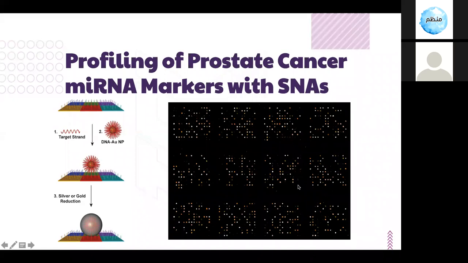And you can see in one chip, you can profile a whole population. For example, maybe this signature is specific to prostate cancer, but then this signature is specific to another disease. And then you can literally profile hundreds of diseases, hundreds of patients in one shot.